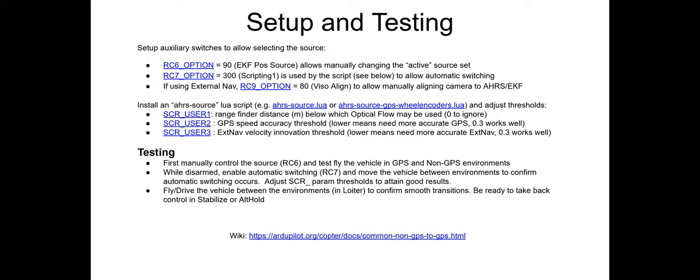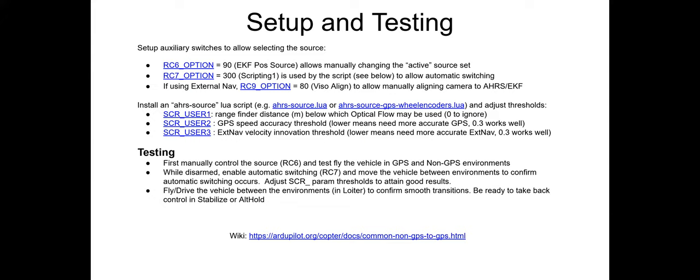Great, thanks. The ECAP has been slightly changed. So there's a couple different ways to do it. One is that you can just arm and take off outside and then move inside, or you can bring the vehicle outside, switch the source to GPS and let it set its home out there. And then move the vehicle back into the non-GPS environment. That's the easiest way.